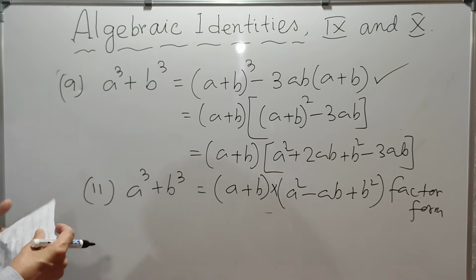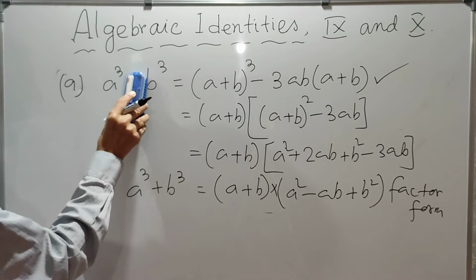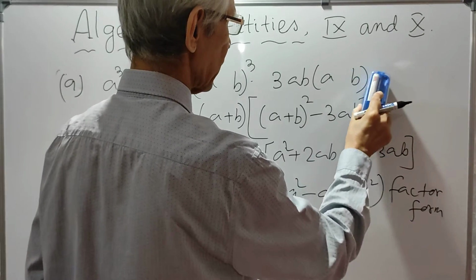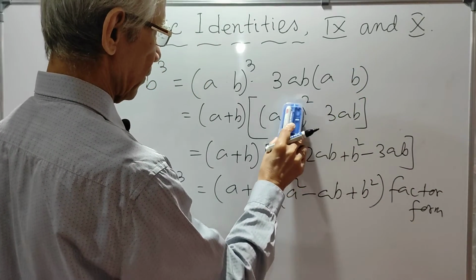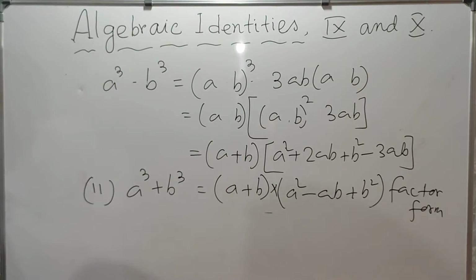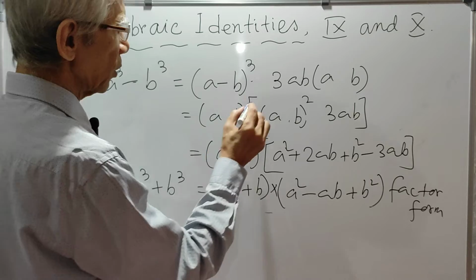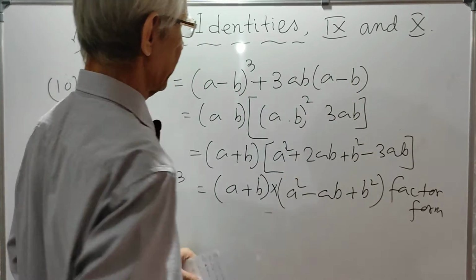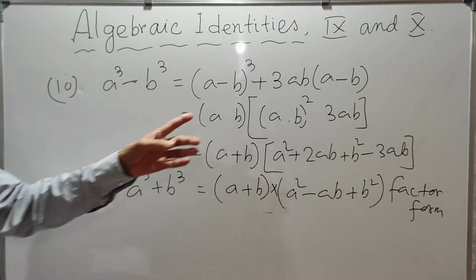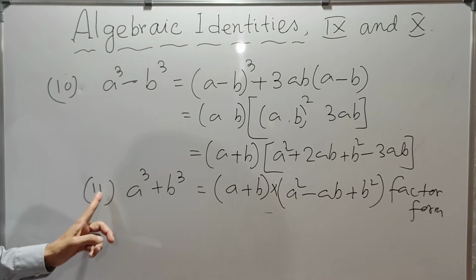Now the 12th identity we get from the 10th identity. All right. Now what was the 10th identity? Just only the signs will change. So the 10th identity was this one, a cube minus b cube equals (a minus b) whole cube plus thrice ab into (a minus b). This was the 10th identity. Now from the 10th identity we will get the 12th identity.